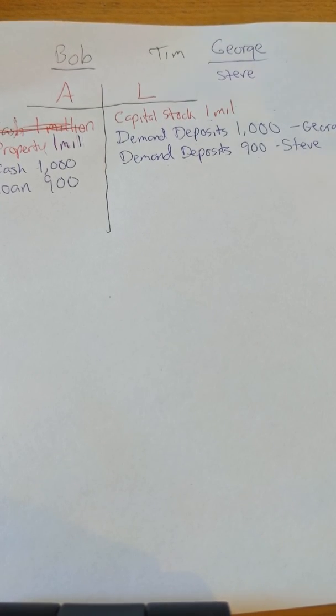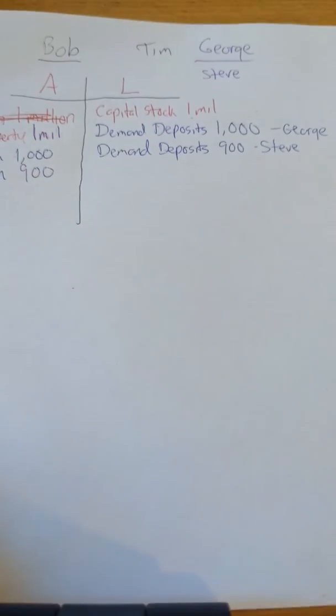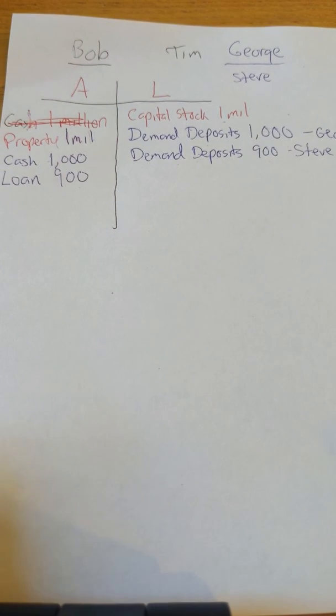And this process will continue. Wherever Steve spends his money, that person's going to deposit the $900, and then some of that will get loaned out, and so on and so forth. But that's for a different video. For now, I just wanted you to understand how this works and what the balance sheet looks like. In the next video, I'm going to go over all the things that could appear on a normal bank's balance sheet on one side or the other.